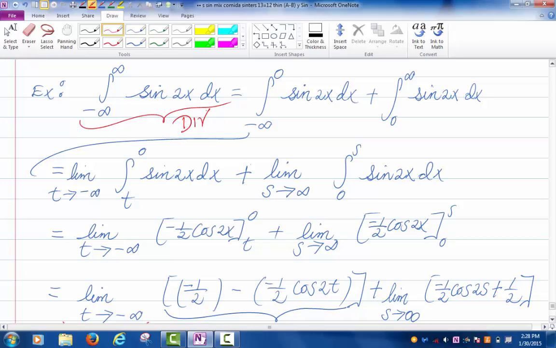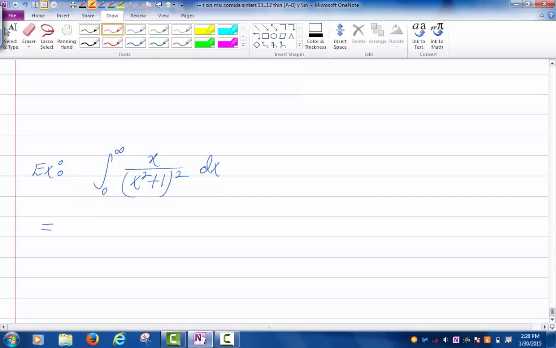I could have taken the definition of negative infinity to infinity as the symmetric limit. That is, I could have replaced negative infinity to infinity by negative t to positive t, and then take the limit. That's called the symmetric limit of that integral, and actually in that case you get a different answer. We are not taking that definition.